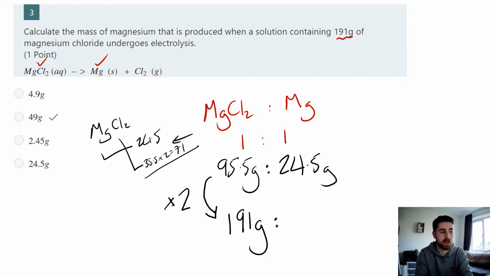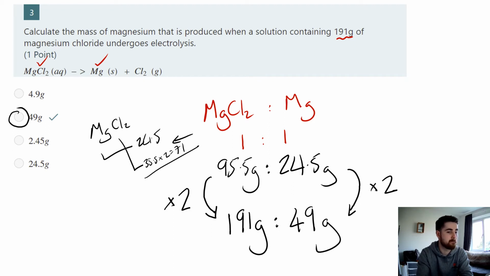So 95.5 multiplied by 2 gives you 191, and if we do that on one side, we have to do the same on the other side. Multiply by 2, 24.5 multiplied by 2 is 49 grams, and that is our answer.